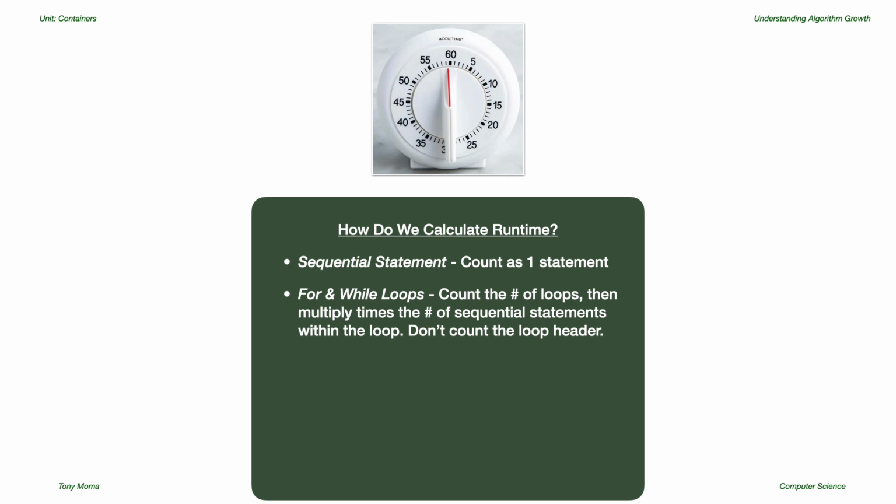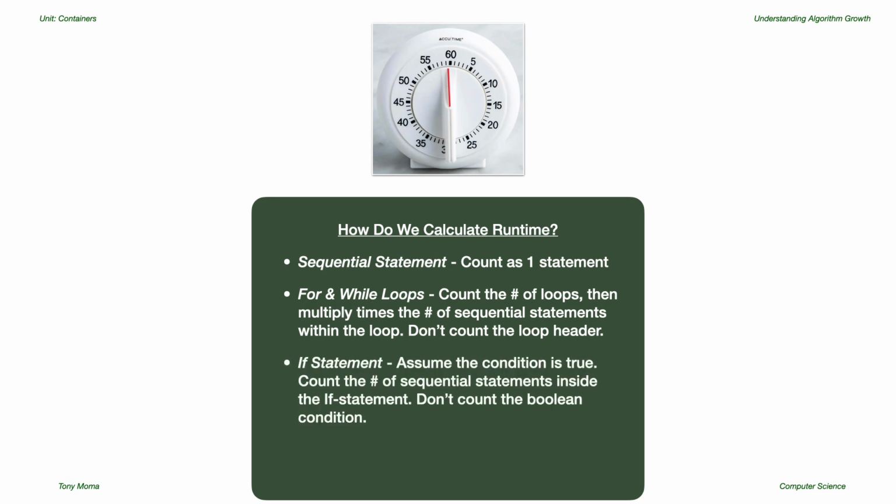How do we count for and while loops? Well, we count those by first counting the number of loops, then multiplying that number times the number of sequential statements inside of that loop. And we don't count the loop header. Not because it would be wrong to do so, but we just don't need to. Next, if statement. How do we count if statements? We count them by first assuming that the condition is true. Then we count the number of sequential statements inside the if statement. We don't count the Boolean condition. Once again, not because it would be wrong to, but because in terms of the larger picture, we don't need to.